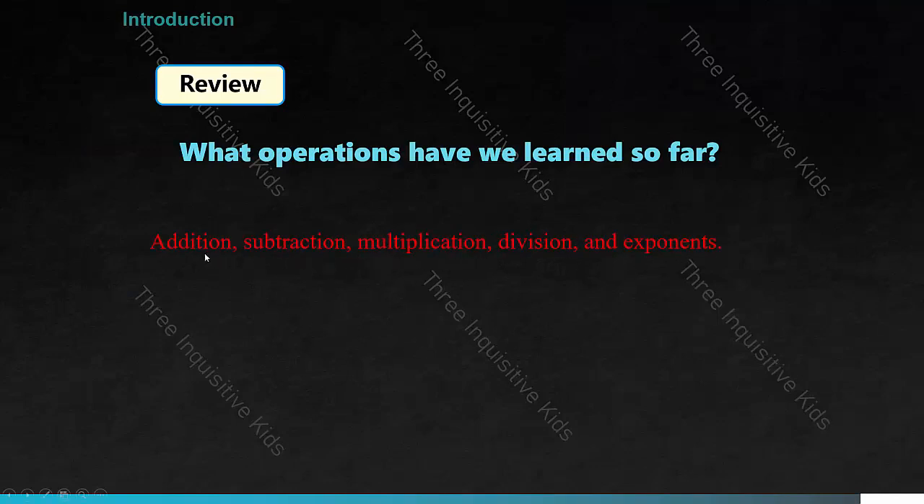So we've learned addition, subtraction, multiplication, division, and exponents. All of this is based off of addition. Subtraction is the opposite of addition. Multiplication is the form of repeated addition, and division is repeated subtraction, or you can say the opposite of multiplication, and exponents is essentially just repeated multiplication.